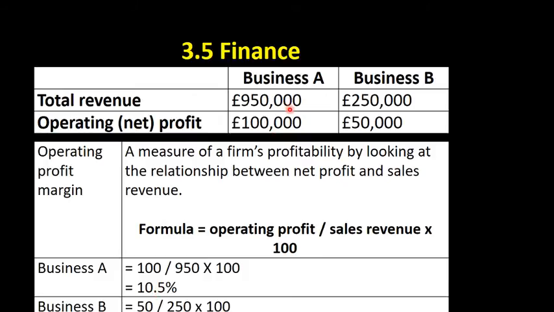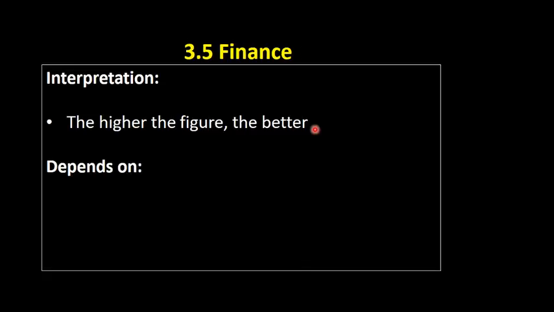What that means is for every pound this business earned in sales revenue, it turned 10.5 pence into operating profit. Whereas if we look at business B, when we divide 50,000 by 250,000 and multiply it by 100, we find out that they earned 20% operating profit. That means for every £1 they got in sales revenue, they turned 20 pence into profit. So this is an indication that business B is managing its total costs far more effectively than business A.